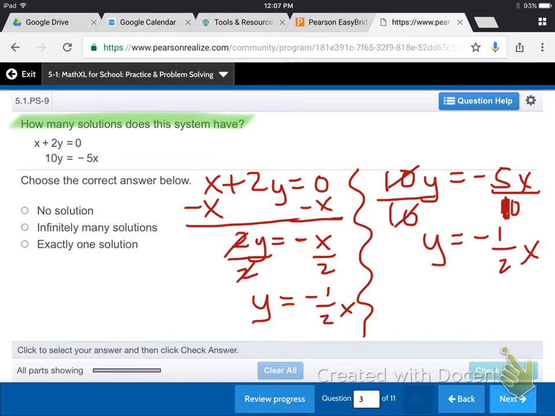Now, are these equations exactly the same? Yes. So what does that mean? That means that there are infinitely many solutions because they're the same line. They lie right on top of each other. That means they intersect in an infinite number of points.